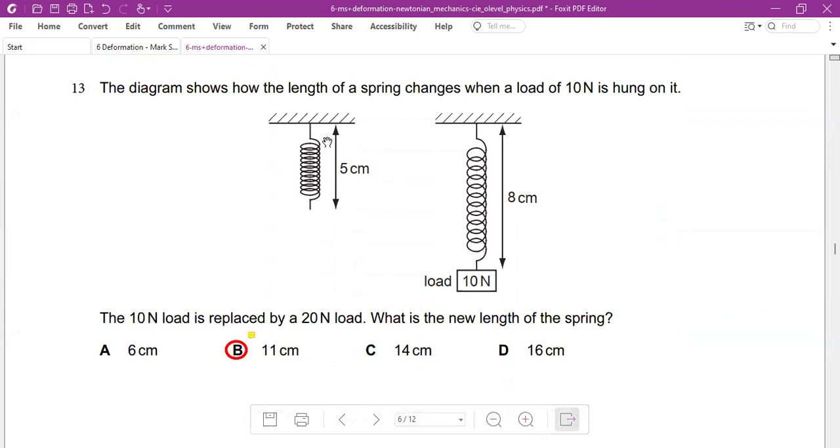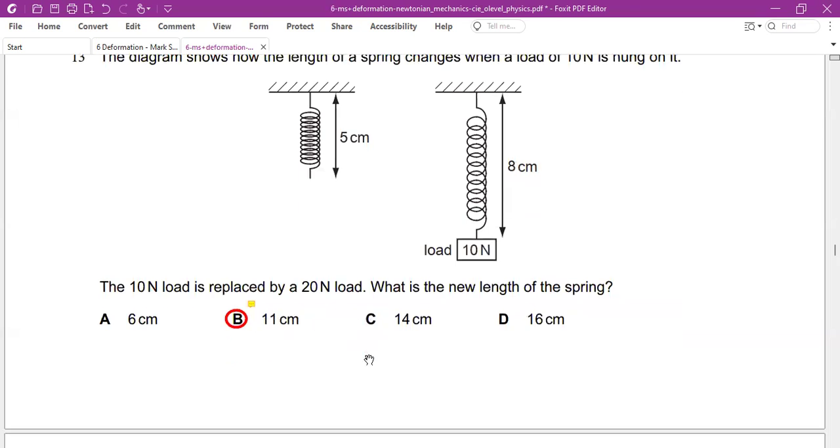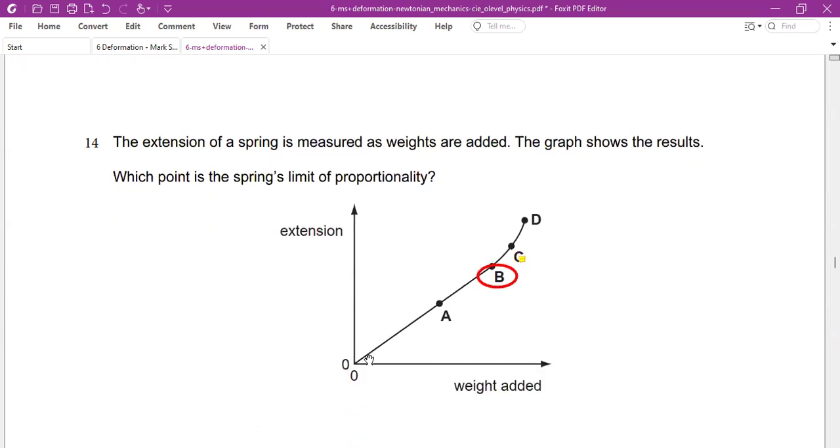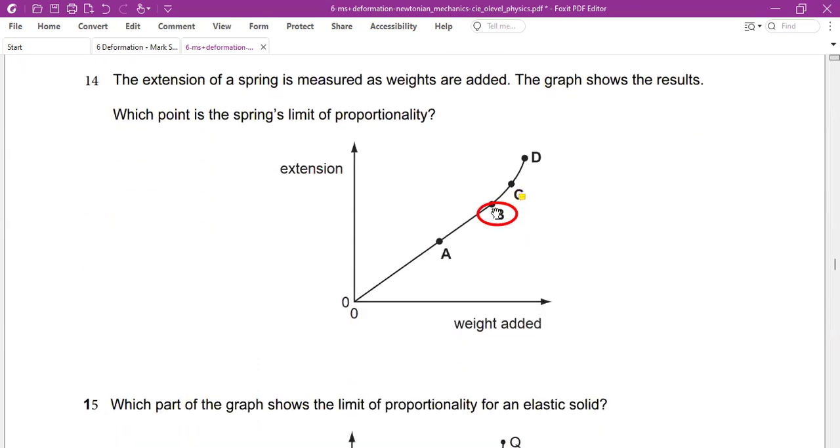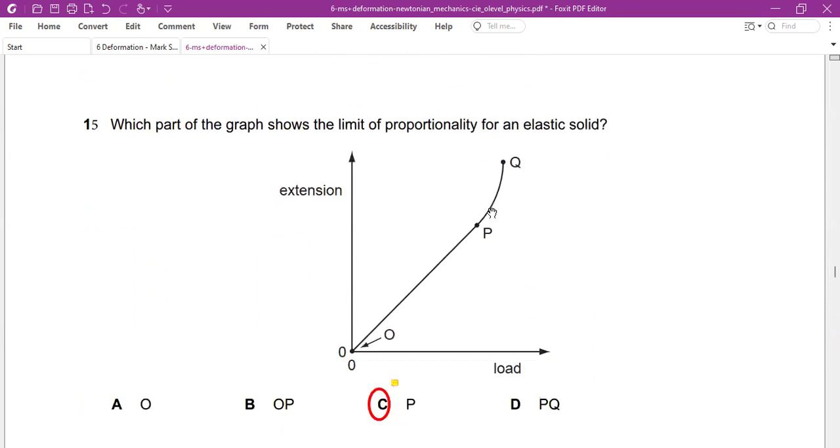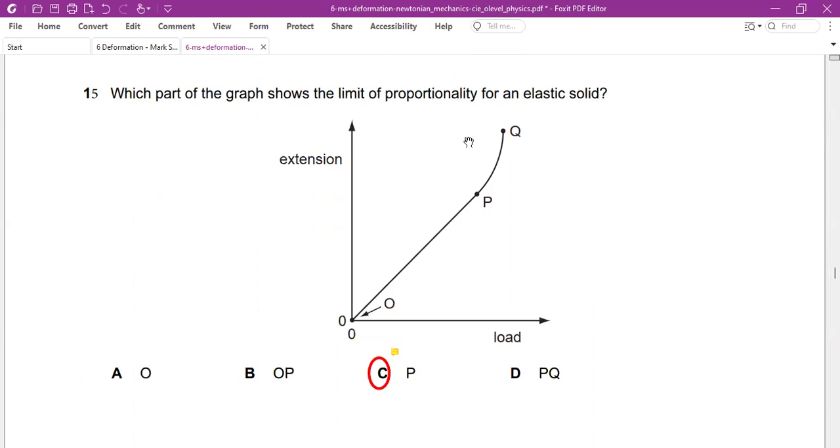So this is the original length of the spring and this is the length of the spring after suspending 10 newtons. So the spring is extended by 3 centimeters for 10 newton. If you make it 20 newton, another 3 centimeters will be added. That will make the total length 11 centimeters. And then we have this very simple question: the limit of proportionality is always on the straight, linear line, so this will be B. And then we have the graph, again the same question, and the limit of proportionality is P.